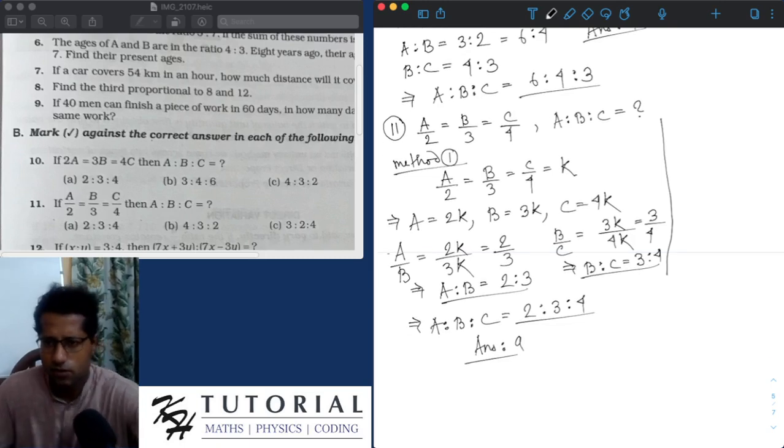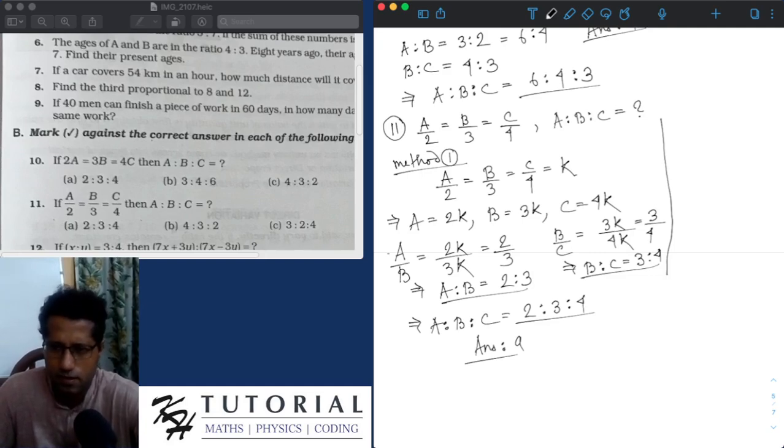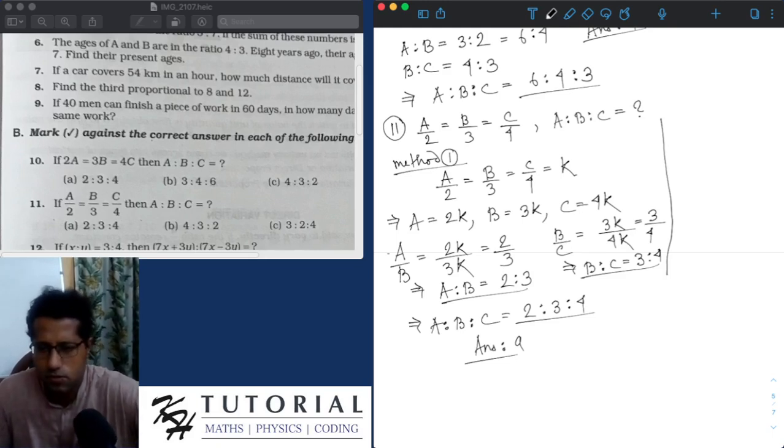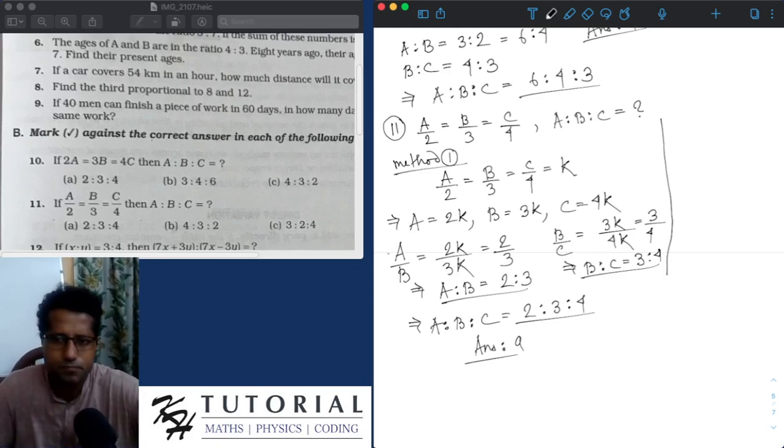So one way is that you assume all the equality, that is a by 2 equals b by 3 equals c by 4. You assume all these values to be equal to k, and from that you find a, b and c in terms of k, and then you find the ratio a by b and the ratio b by c, and from there you get a is to b and b is to c, and proceed with the standard steps to find a is to b is to c.